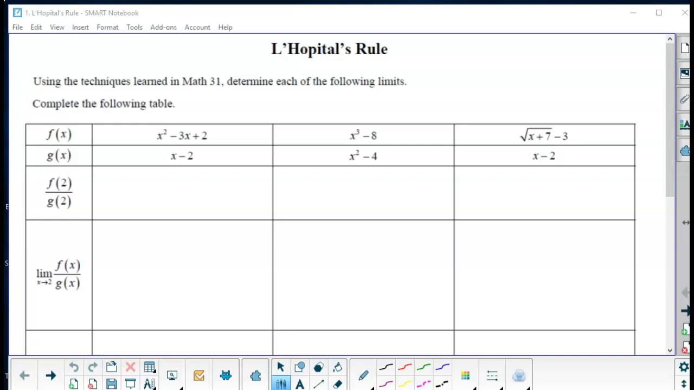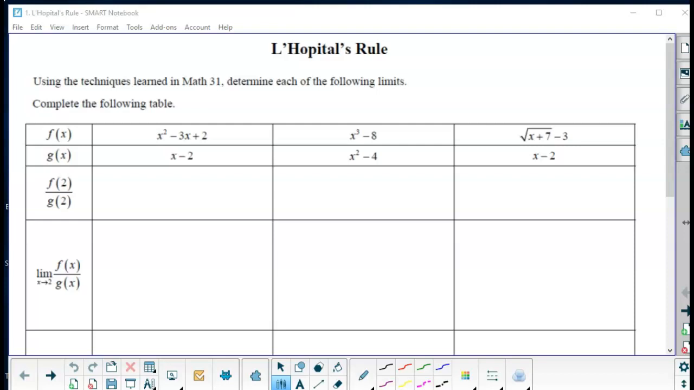All right, we're looking at L'Hopital's rule. This is a really great way of being able to calculate limits when the methods that you've already learned haven't worked. So this table here is sort of a discovery table. We're going to get you to fill in all the information, and hopefully between each column and each row you can see some patterns.